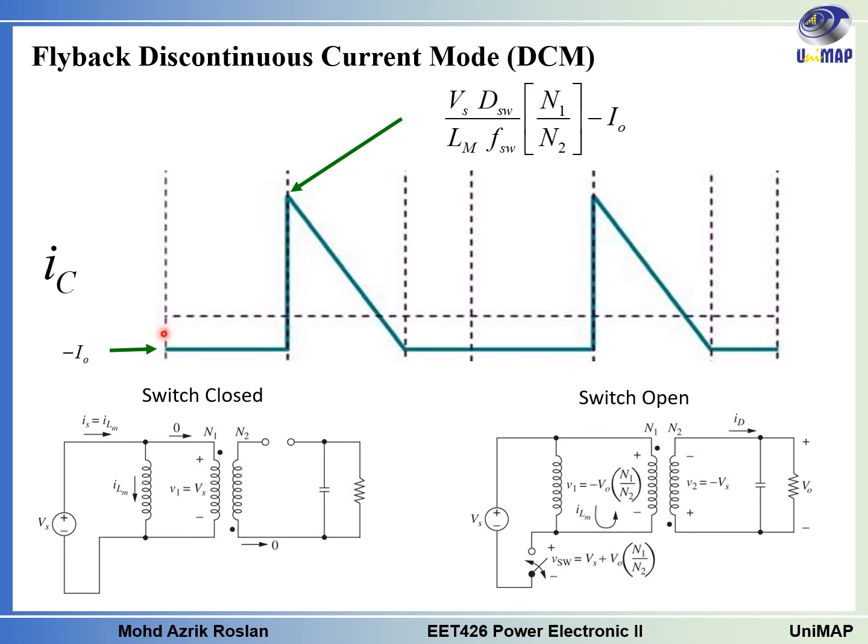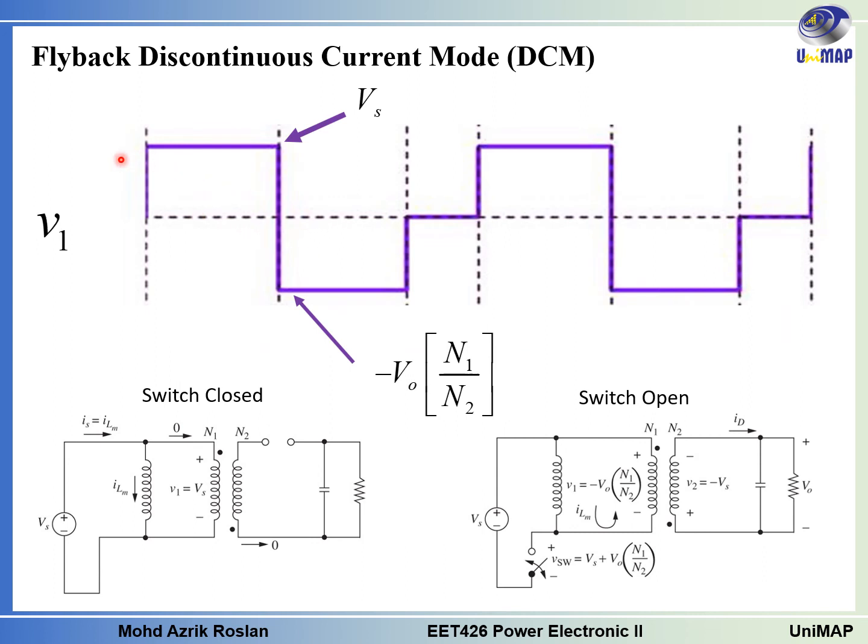For the capacitor current during the DCM mode, when the switch is closed, the current that flows through this capacitor will be negative I out because it is supplying the I out from the capacitor. And then during the switch open time, the value at the peak here will be ID minus I out. So it will follow the same shape of reduction as the ID.